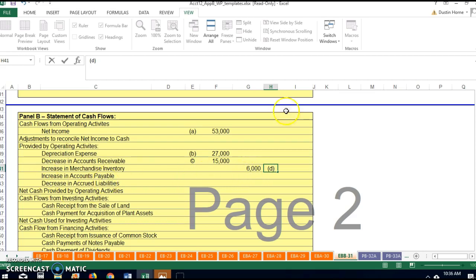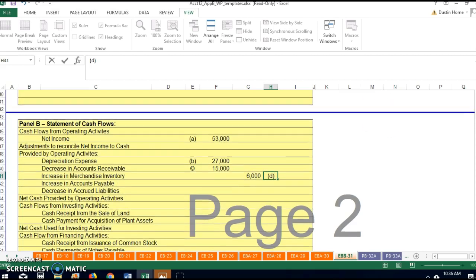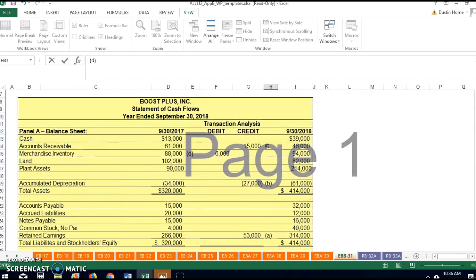Okay, now an increase in accounts payable, we see that accounts payable went up. So what does that mean? What does that mean for a cash flow statement? First of all, let's talk about the accounts payable balance. It has a normal credit balance. So if accounts payable went up, if we need to increase it, we need to credit it. This is for E, and it went up by $17,000.